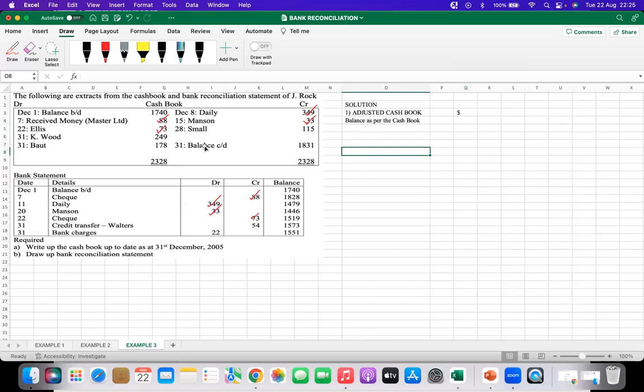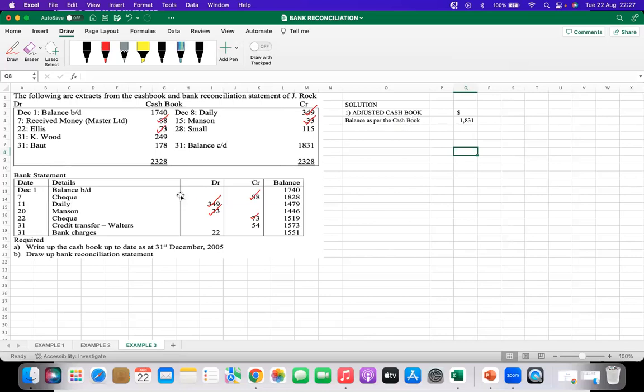In this case, our closing balance in the cash book is on the credit side, so it will be positive. Credit means it's a positive cash. So here it's 1831, positive. If it was on the debit side, we would have posted it as negative. Now we post this closing balance in the cash book as balance as per the cash book.